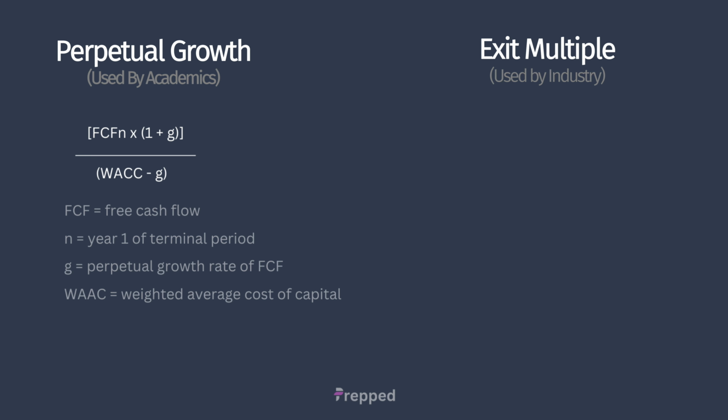So basically, we're expecting the business to continue to grow into infinity. Then we need to divide this by WACC minus that same perpetual growth rate. That'll get us to our terminal value.